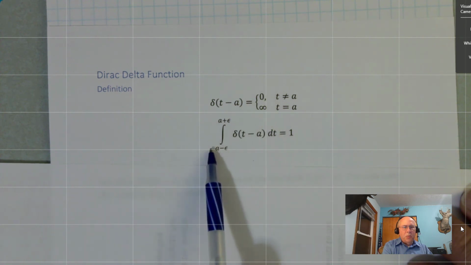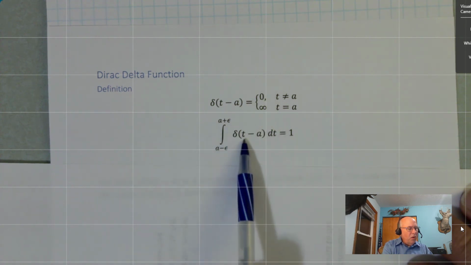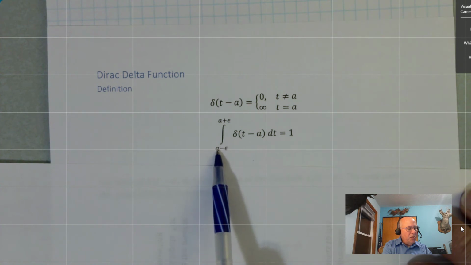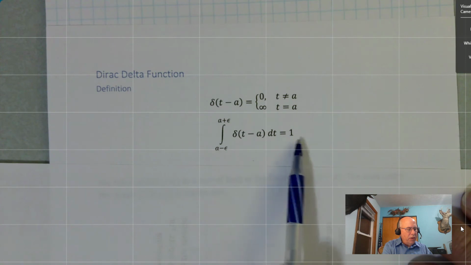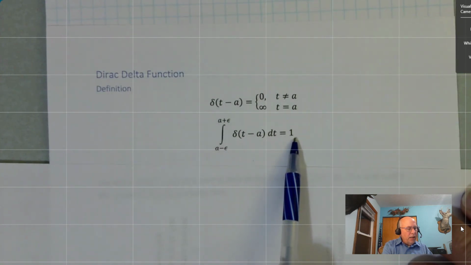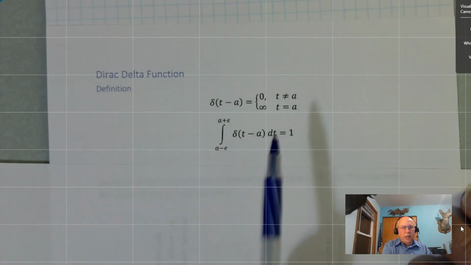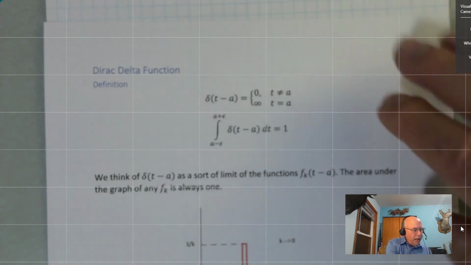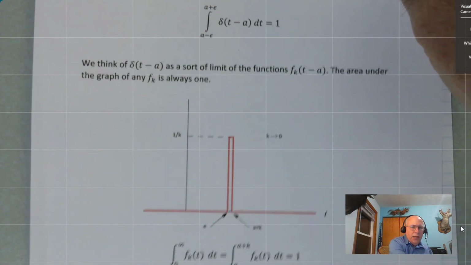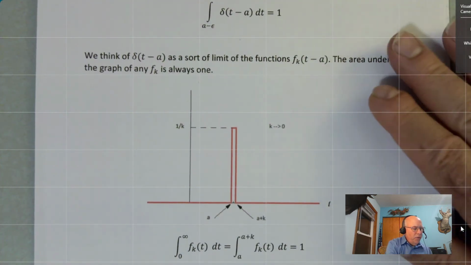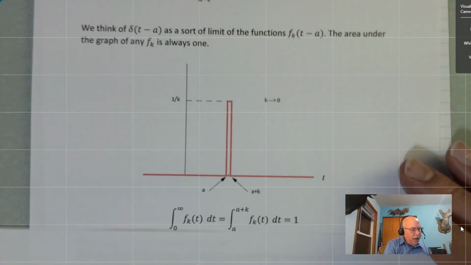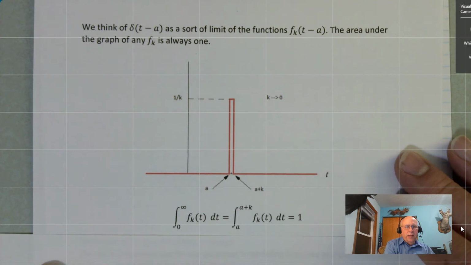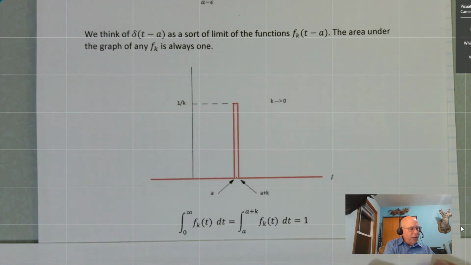And it has this property: if you integrate over the point a, so this means integrating a little bit to the left of a and a little bit to the right of a, you're always going to get 1. So it's like the area under the curve is 1, but it's concentrated at a single point. And of course, somebody might think, well, how on earth could that happen? Well, it can't happen with a classically defined function, but we think of it as being some kind of a limit of this kind of a function here.